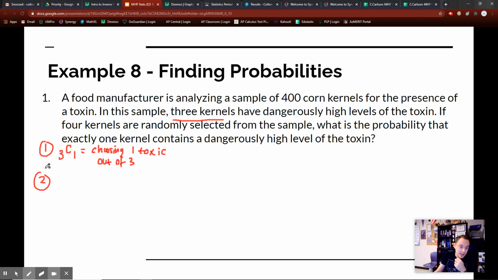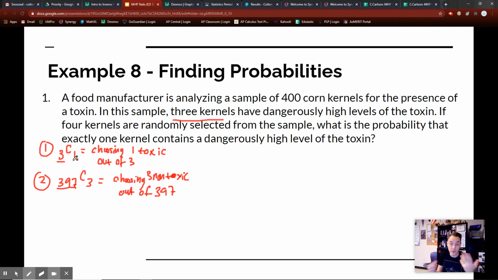My second step is to analyze it a bit further. So out of 397 kernels, I can choose 3. This is not choosing the toxic, but choosing the non-toxic: choosing 3 non-toxic out of 397. So far what we got is 400 total kernels. Now, 3 of those kernels out of the 400 are toxic. So we have 397, plus 3 gives me 400.